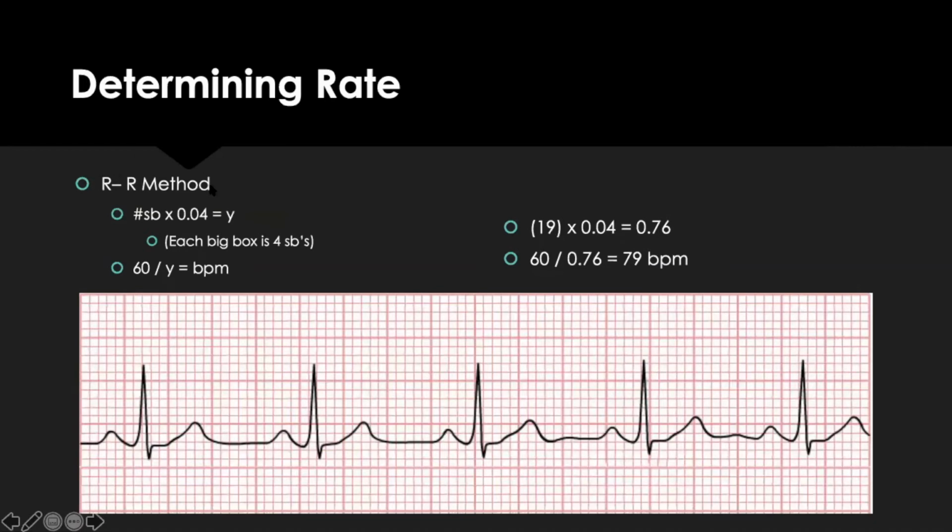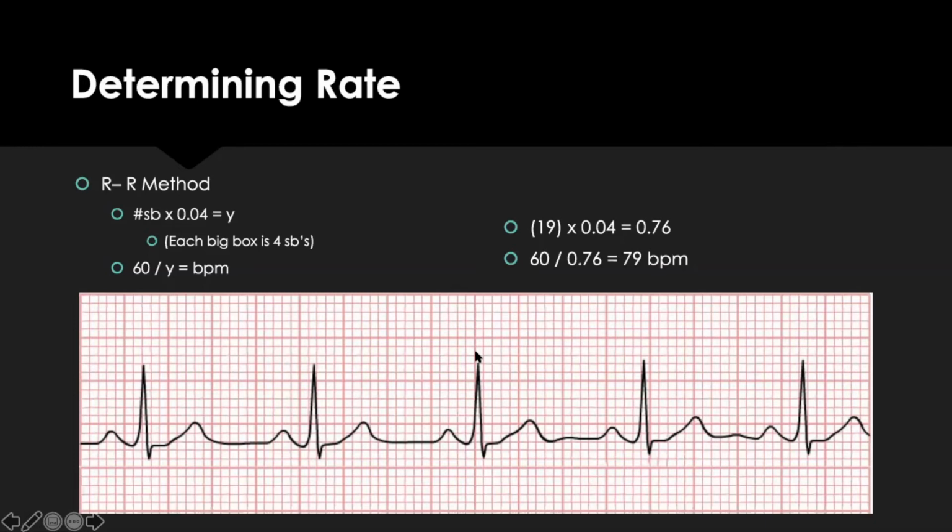This one is a little bit more mathy. The 6-second method is a little bit mathy, but this one, the R to R method, you have 2 steps to go through. Basically, you're going to take the number of small boxes, multiply that by 0.04, and then take that number and have 60 divided by that number, and that's going to be your heart rate.